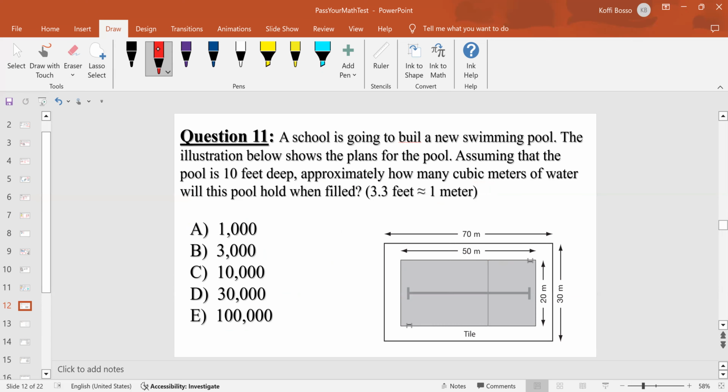And that makes sense. So question 11. This is another trick question. Let's see what's going to happen here. They say a school is going to build a new swimming pool. The illustration below shows the plans for the pool. Assuming that the pool is 10 feet deep, approximately how many cubic meters of water will this pool hold when filled? And they give you this information: 3.3 feet is approximately 1 meter.